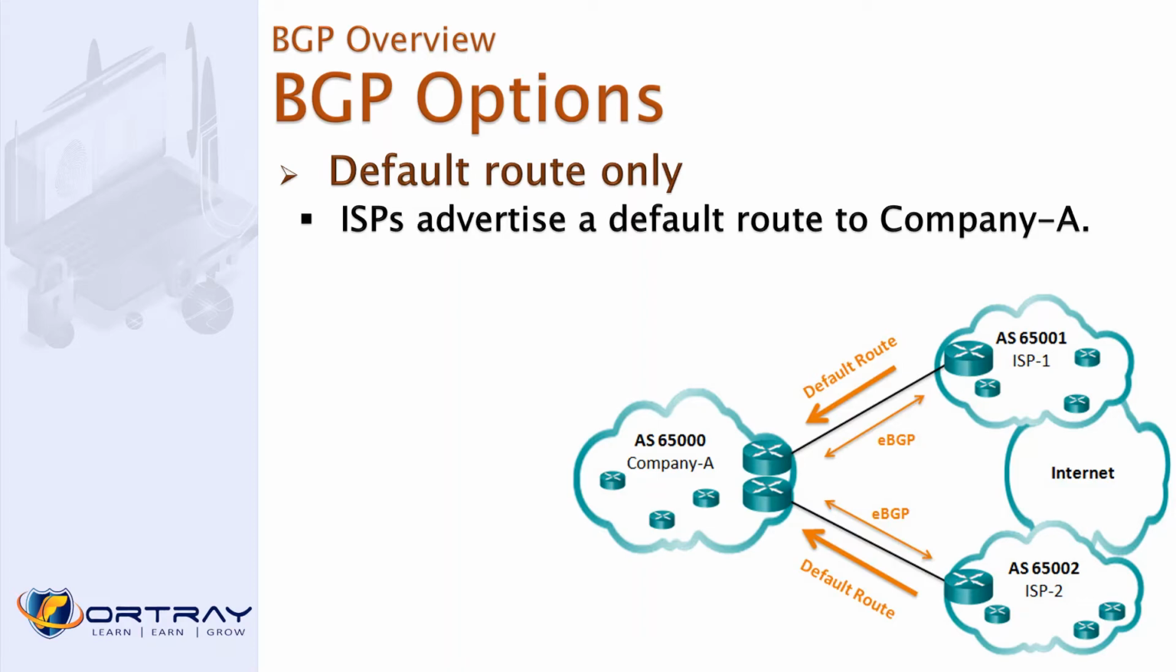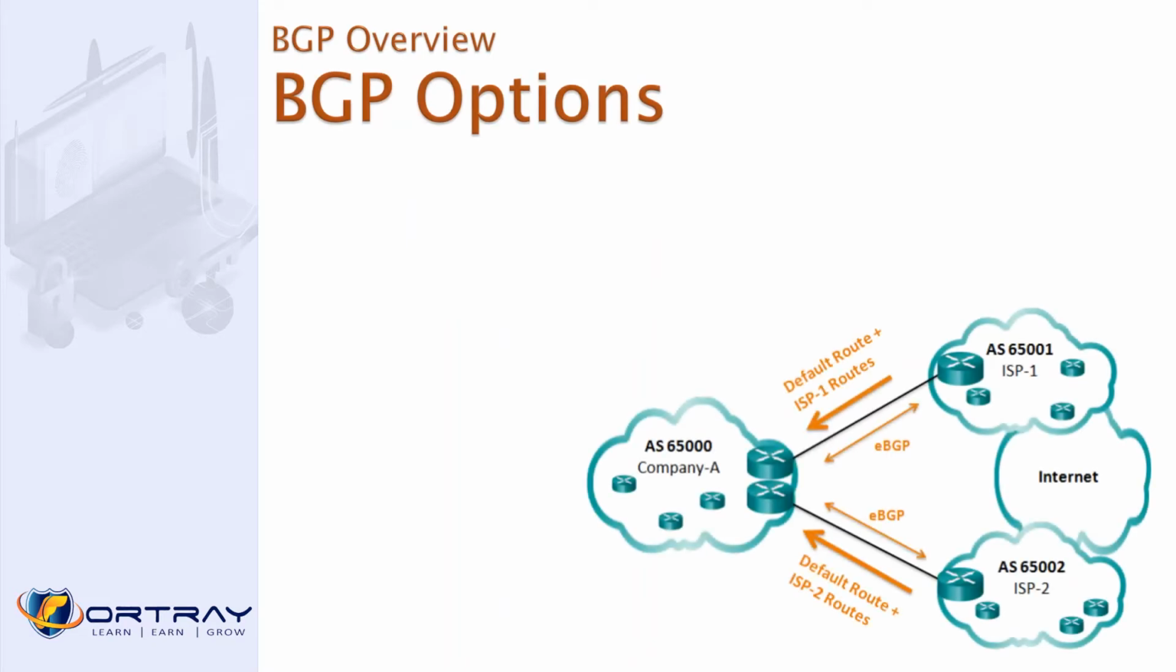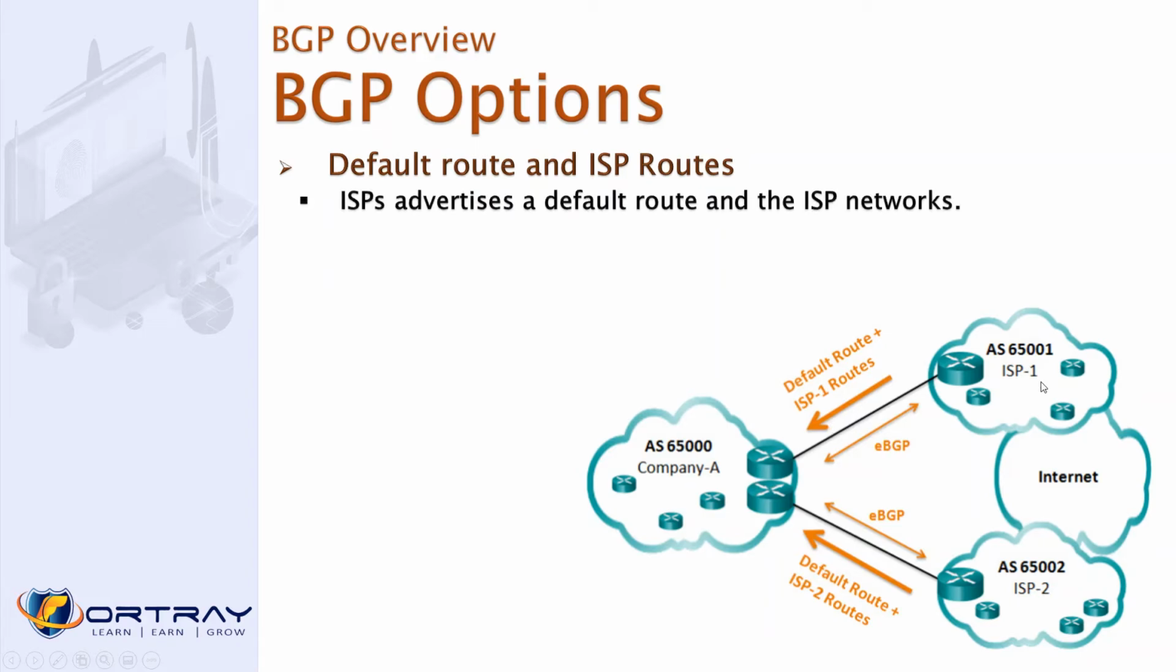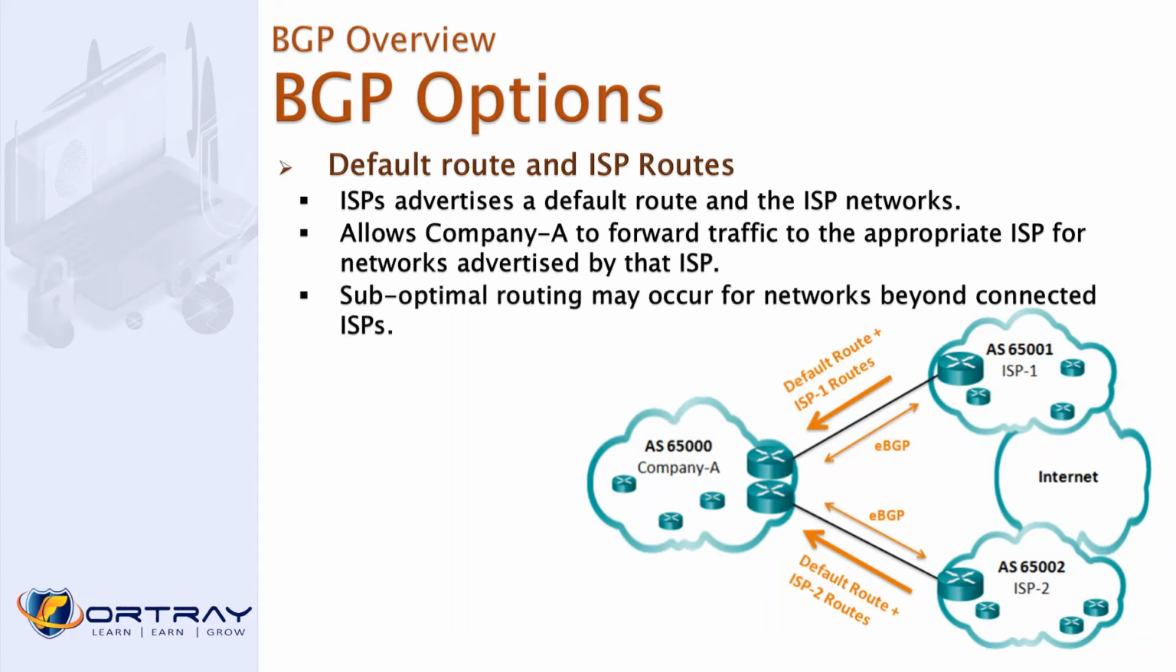If the ISP advertises only the default route to company A, suboptimal routing may occur, and the desired path may not be used all the time. This is the simplest method. Another BGP option is a default route plus ISP routes. The ISP advertises the default route and its own routes. Company A then forwards traffic to the appropriate ISP for networks advertised by that ISP. Suboptimal routing may occur for networks beyond the connected ISP.